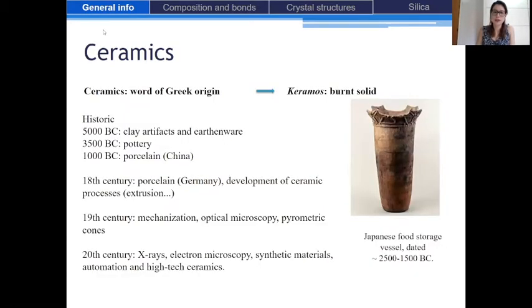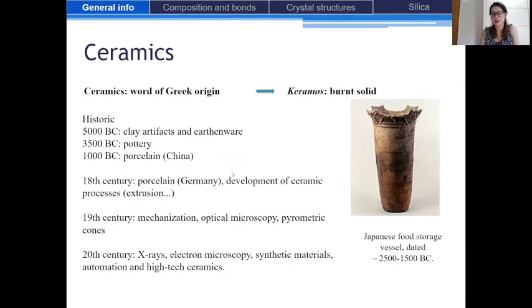So ceramics, the word is of Greek origin. Ceramics comes from keramos, which means burnt solid, because as we will see, heat is used in order to be able to create this kind of material. So they are submitted to high temperature. They have been used before Christ, first as clay artifacts or earthenware, and then as pottery. As you can see, this picture is an example of use of ceramic for food storage and vessel.